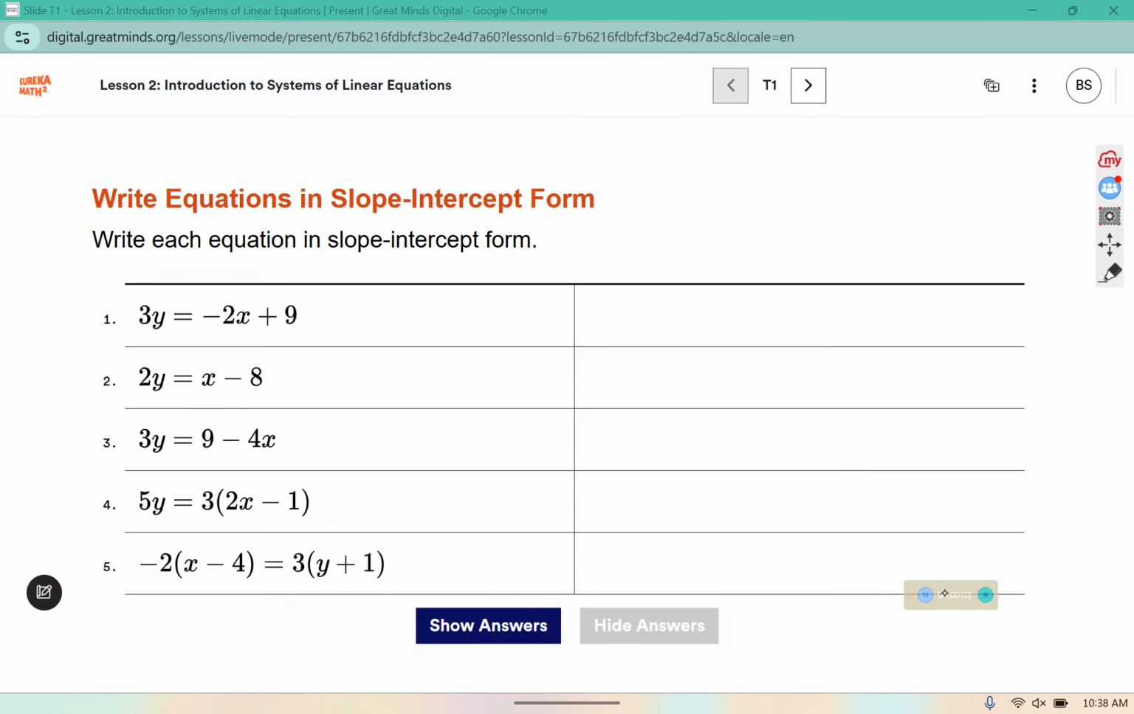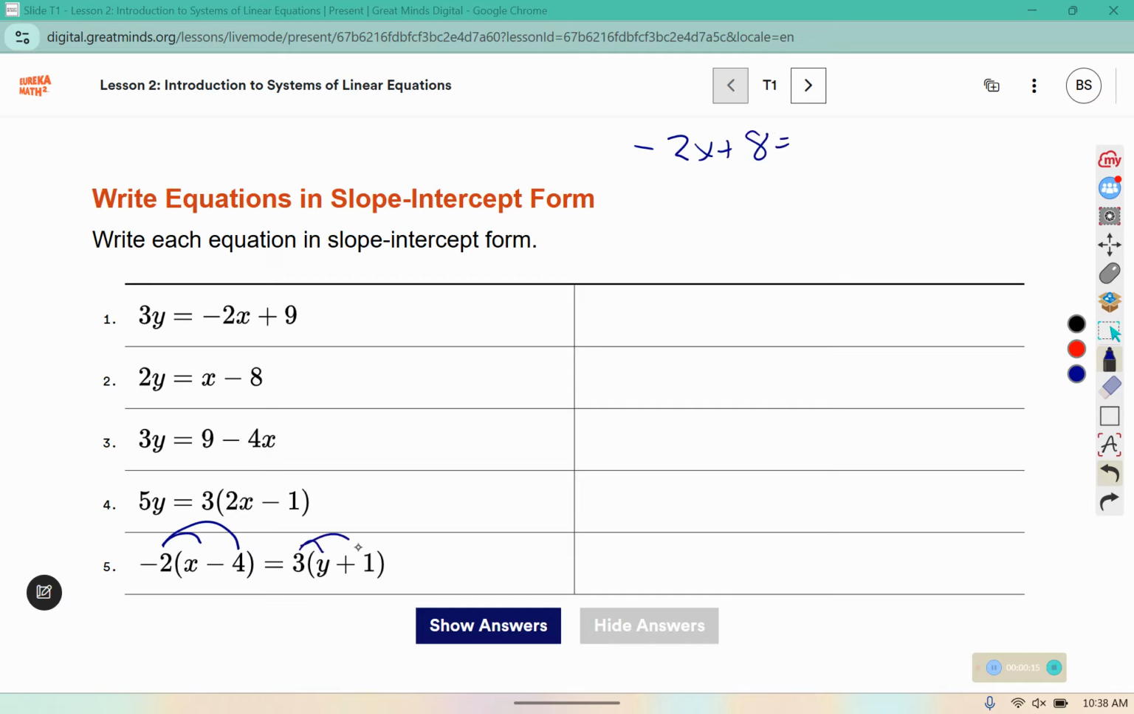Write each equation in slope-intercept form. So we're going to distribute on this one. That would give us negative 2x plus 8. And then over here we would have 3y plus 3. In slope-intercept form, we want y equals and everything else to go to the other side.